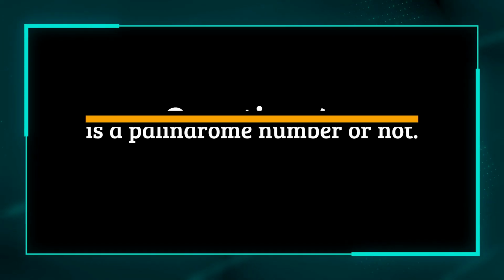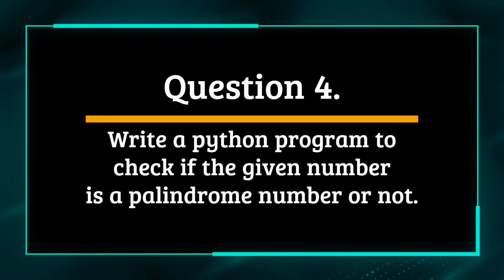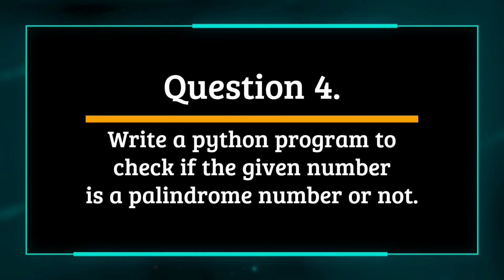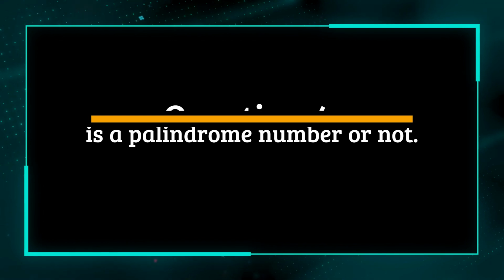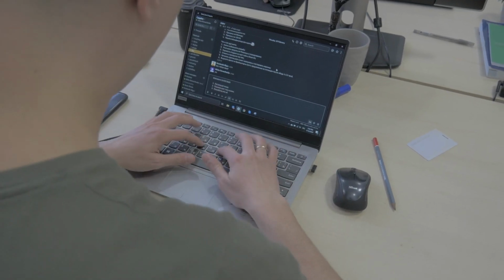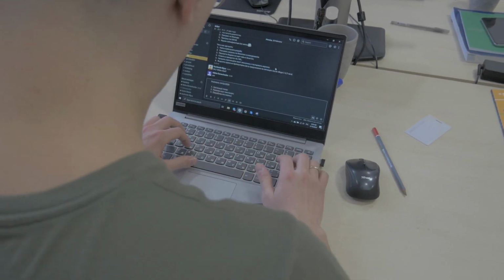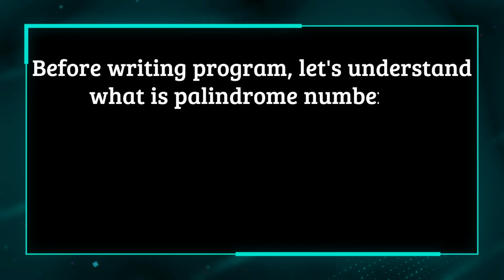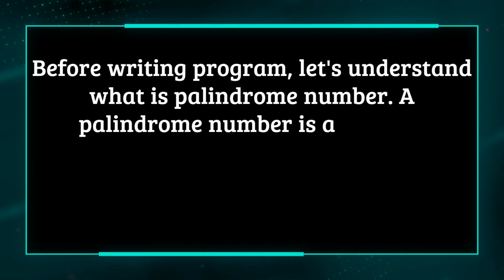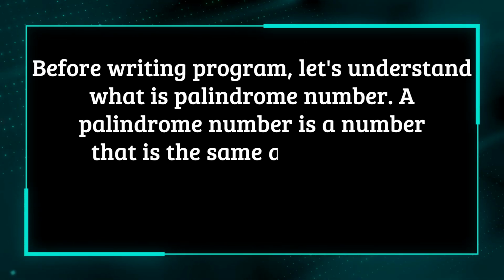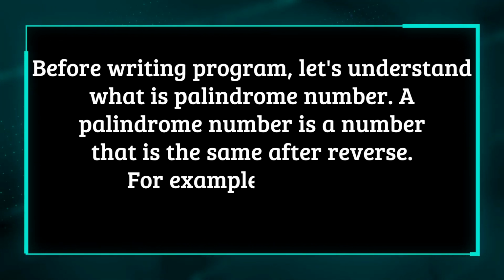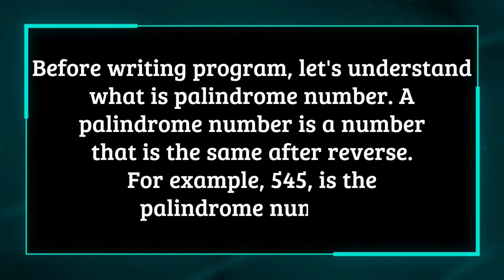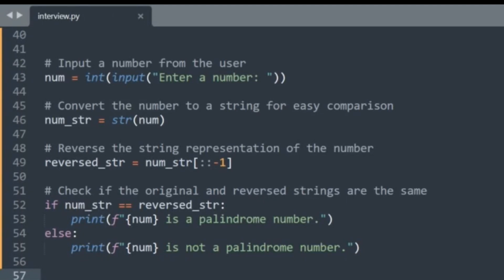Question 4. Write a Python program to check if the given number is a palindrome number or not. Before writing the program, let's understand what a palindrome number is. A palindrome number is a number that is the same after reversing. For example, 545 is a palindrome number. Here is the Python program to check a palindrome number.